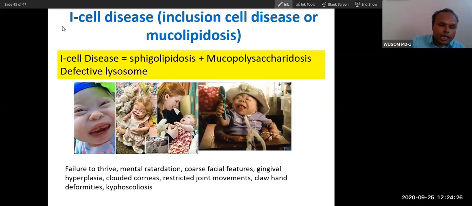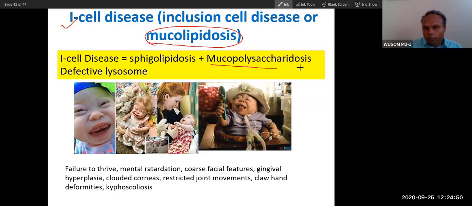this eye cell disease. So eye cell disease is a disease that actually combines two disorders. This is called mucolipidosis. Sphingolipid plus muco. So we will talk about this sphingolipidosis later. So this combines two features together, and you will see more pronounced features of the mucopolysaccharidosis. Here also you will see the same type of presentation, but very severe, the severest of all kinds we have studied.